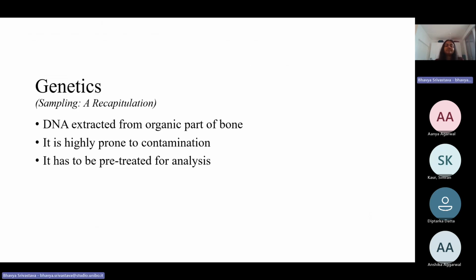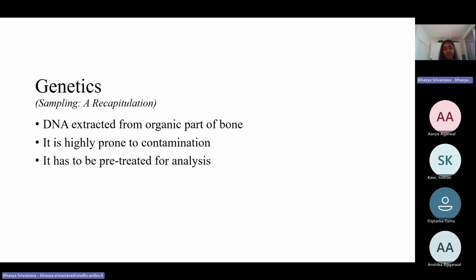So, okay, this is a recapitulation. I am not going through this part in detail again because we have done this in the first two lectures. DNA is extracted from the organic part of the bone. Fossils are stones. Fossils are not organic in nature, so you cannot extract DNA from them. But if the bone is still in its decomposing stage, you can have the organic material present and you can extract DNA from it. Again, it's organic in nature.